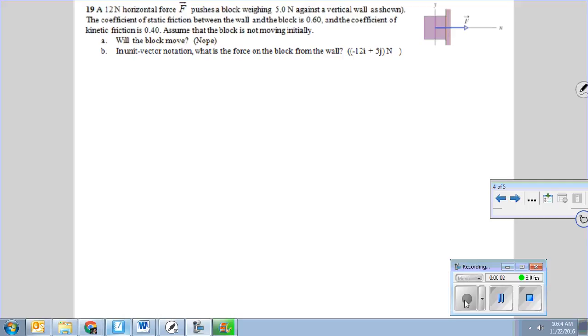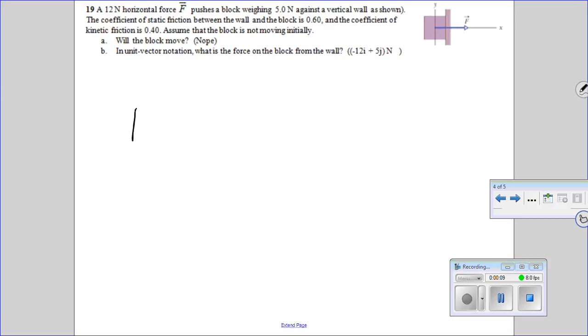All right, here we go. This is problem number 19 from chapter 6 of the Halliday and Resnick textbook. So the idea is we've got this box. I'm going to recreate the drawing here. And it's being pushed against a wall, right?